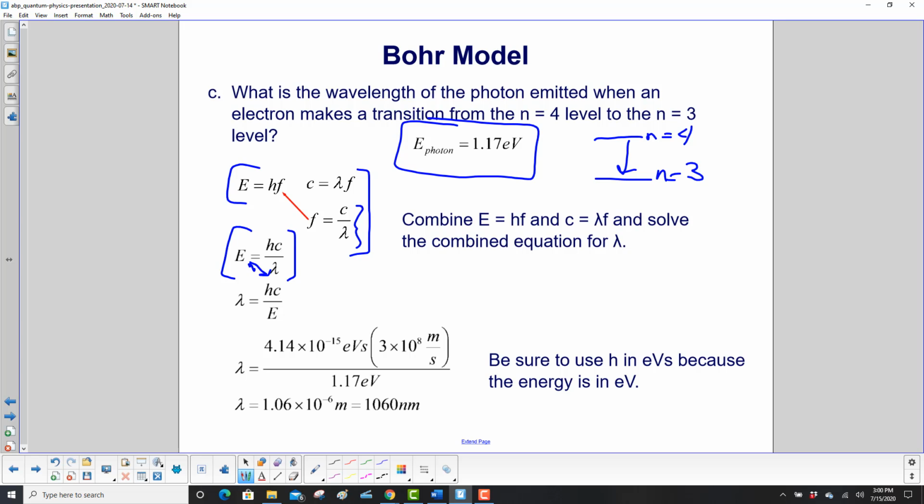All right, we just switch these two things. So our wavelength of this photon is going to be Planck's constant. Use eV seconds because our energy is in eV. Speed of light, and here we go. Here's the energy of the photon. So the wavelength of this photon is 1.06 times 10 to the minus 6 meters. Now we'd like to get that in nanometers. Nanometers is 10 to the minus 9. So we want to decrease the exponent by 3. So that means we move the decimal place 3 to the right, and then we get 1060 nanometers.